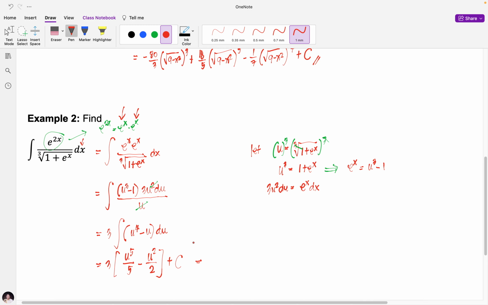And from that, you distribute and substitute back u, which is equal to the cube root of 1 plus e raised to x. So this will now be equal to 3 over 5 times the quantity cube root of 1 plus e raised to x, okay, raised to 5 minus 3 halves times the quantity cube root of 1 plus e raised to x, okay, raised to 2 plus c. And that completes our solution.